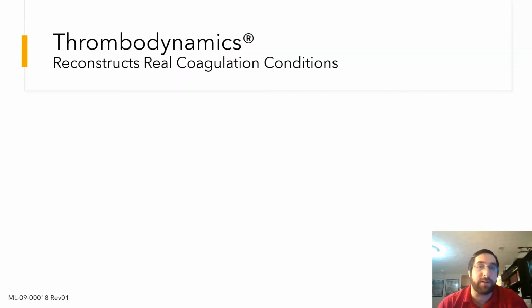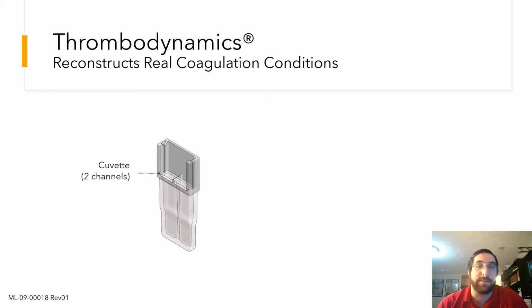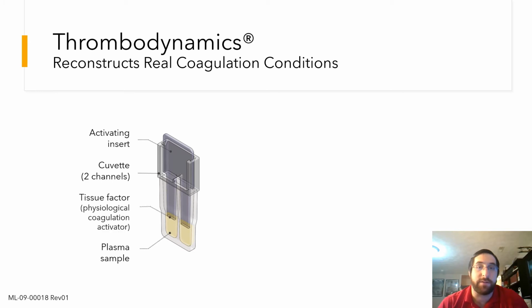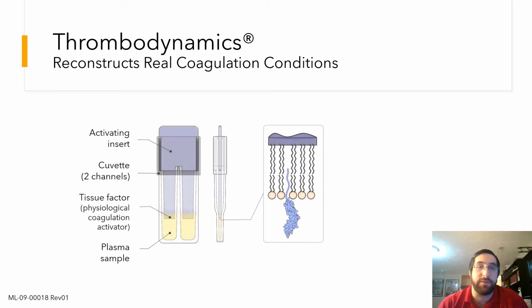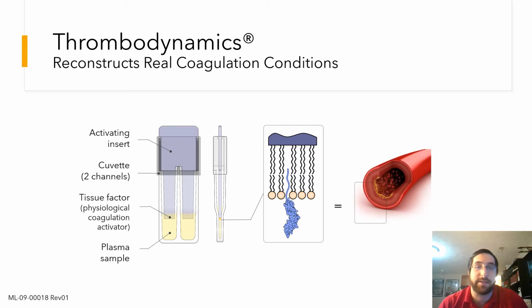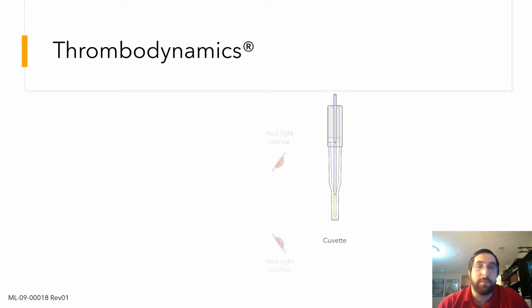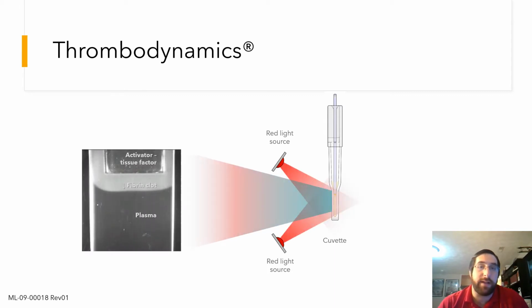Thrombodynamics seeks to reconstruct physiologic conditions that allow for understanding of that dynamic nature of clot growth in time and space. Plasma sample is added to a cuvette and an activating insert is lowered into the plasma. This activating insert is coated with a lipidated tissue factor at concentrations that mimic the endothelial lining of the damaged vasculature. By means of light scattering registration, one can see how the fibrin clot propagates in space from the activator.